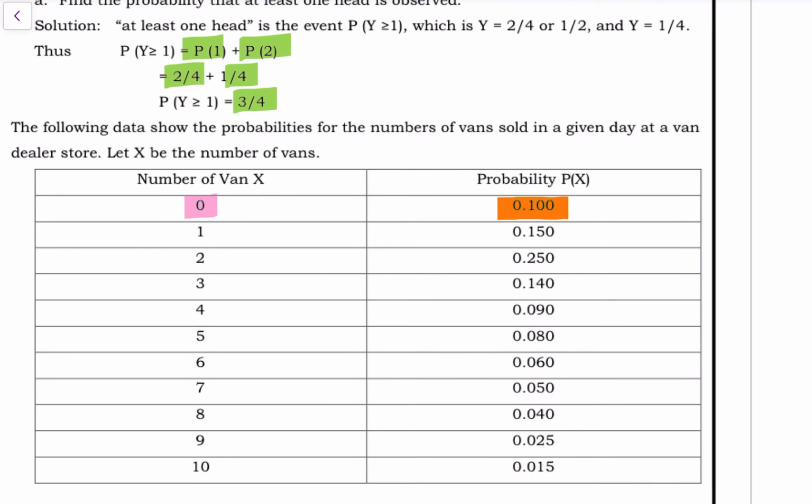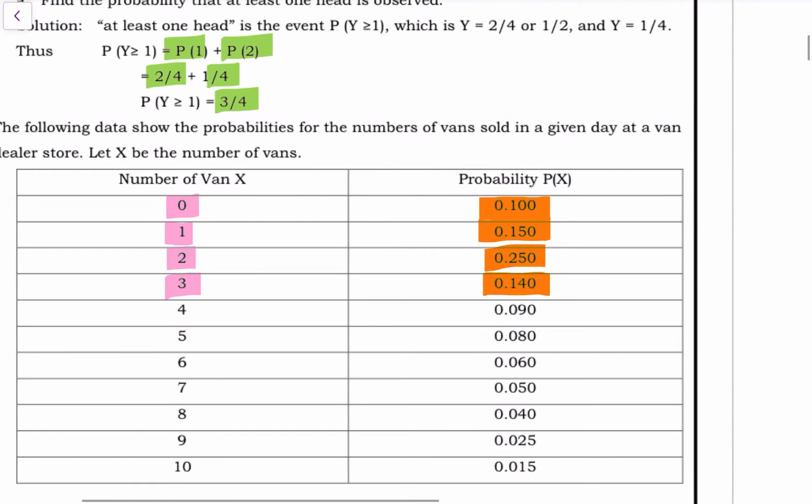Tapos sabi, the probability of selling 1 naman is 0.150. The probability of selling 2 vans is 0.250 or 0.25. The probability of selling 3 is 0.140, then so on and so forth.